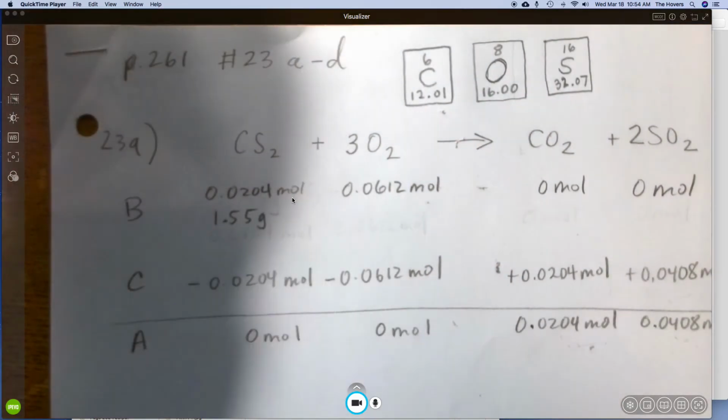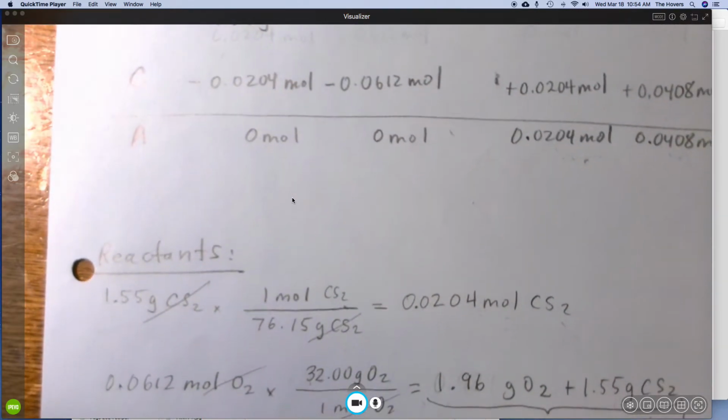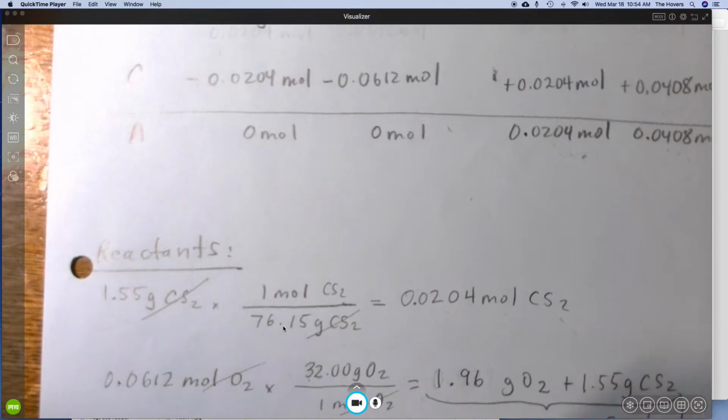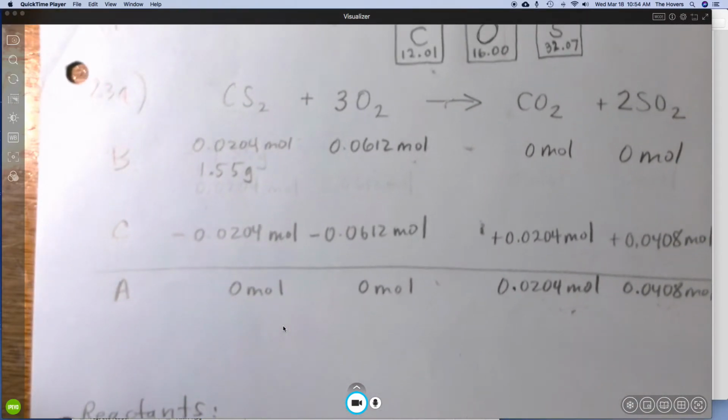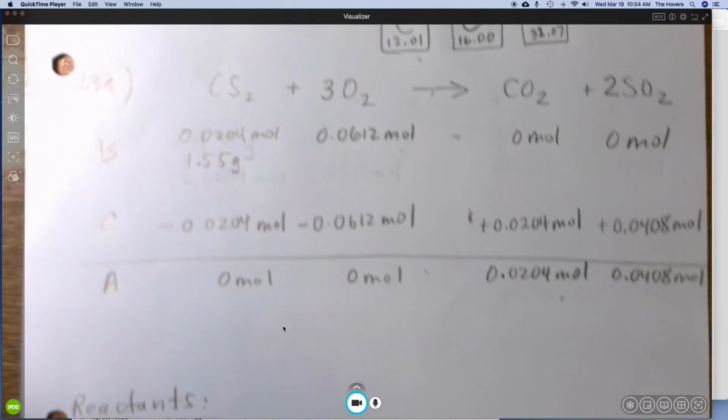I'll move my sheet down a little bit. I've taken a grand total of the molar mass of a carbon atom plus 2 sulfur atoms to figure out that the molar mass is 76.15 grams. Now, coming back up, how did I get that number? How did I get 76.15?